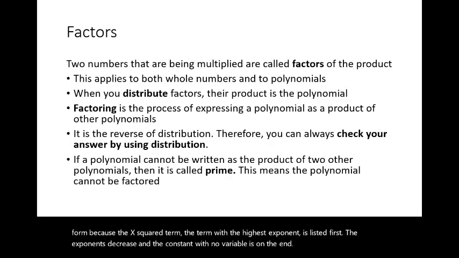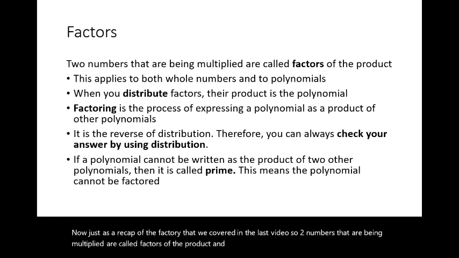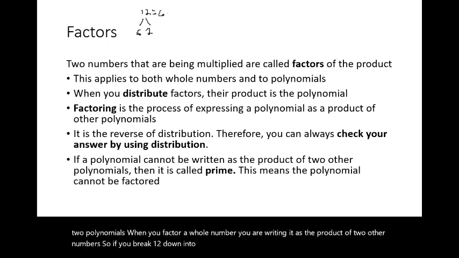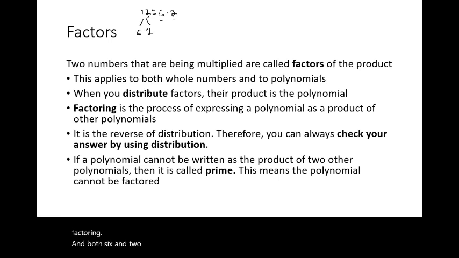Now, just as a recap of the factoring that we covered in the last video. Two numbers that are being multiplied are called factors of the product. And this concept applies to both whole numbers and to polynomials. When you factor a whole number, you are writing it as the product of two other numbers. So if you break 12 down into 6 times 2, the act of writing 12 as 6 times 2 is called factoring. And both 6 and 2 are factors of 12.